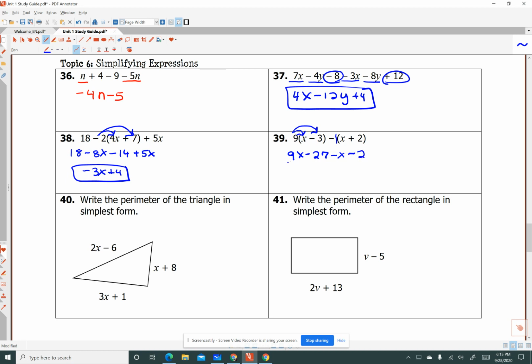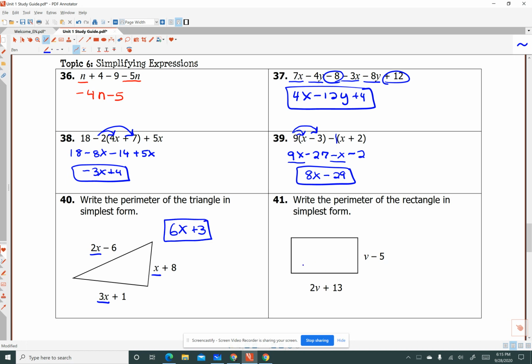Now we combine like terms. 9 minus 1 is 8x. Negative 27 minus 2 is negative 29. And that's our final answer. Now let's write the perimeter of the triangle in simplest form. So we have 2x plus 3x plus 1 more x, 6x. We have 8 plus 1 is 9, minus 6, so 9 minus 6 is a positive 3.